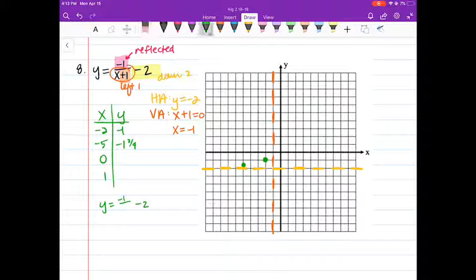Now we plug in 0. Our denominator becomes 0 plus 1, oopsies, which is just 1. So I have -1 minus 2, -3 appears to be my y-intercept. And then plugging in positive 1, that means my denominator is a positive 2. -1/2 minus 2, -2 1/2. So right 1, down 2 1/2. Again, we notice that it's approaching our horizontal asymptote.